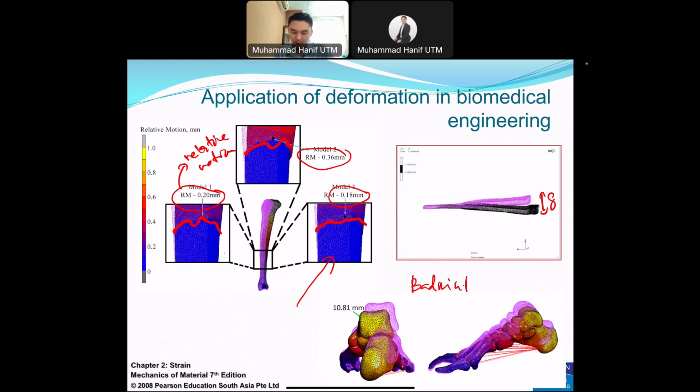I'm only showing you the bone itself, not the insole or the mechanism of how we deal with the study. So you can see the changes here. This one is the deformation of the talus bone. If the talus bone moves far away from its original position, maybe injury will occur. So you can simulate that particular movement to ensure that there is no injury for the badminton player, for example, in this case. This is the application in biomedical engineering.